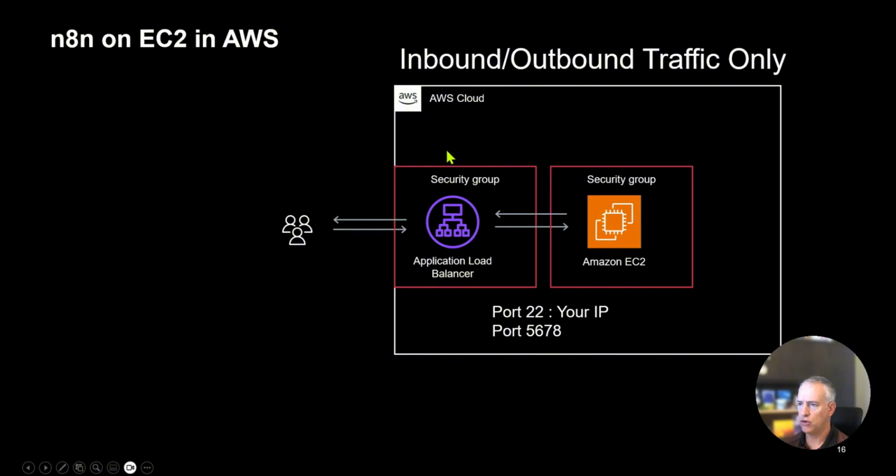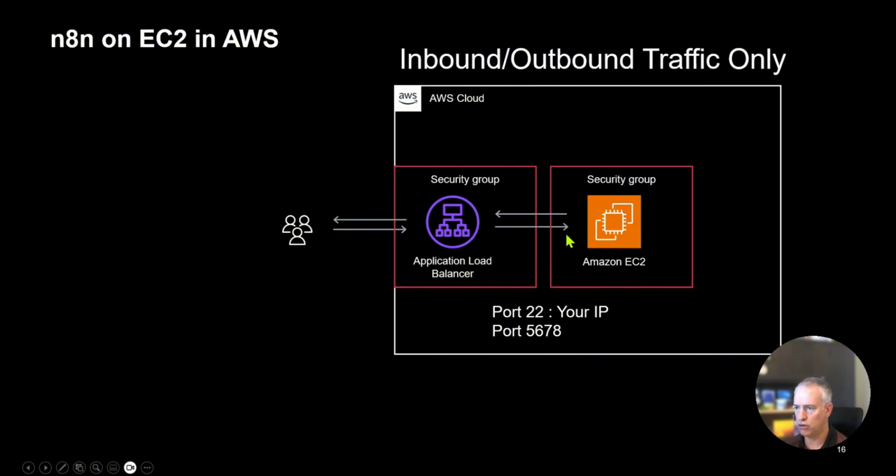Okay, so now we're going to go over security groups. Basically what we have here is the application load balancer and the Amazon EC2. They each have their own security group, which is a stateful firewall for each service. You can configure it so it only accepts traffic from certain groups. For example, for the EC2 here, we would open up port 5678, and we can set it to accept traffic from just the security group of the load balancer.